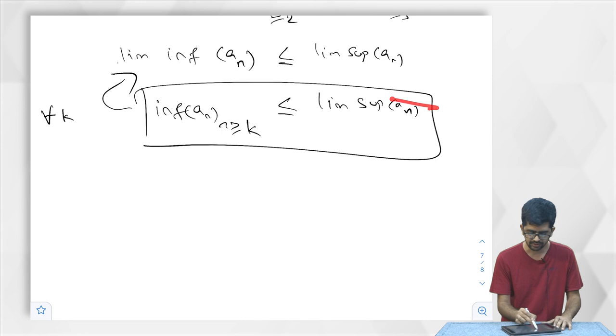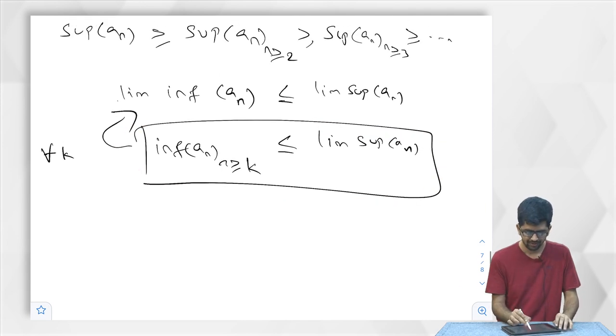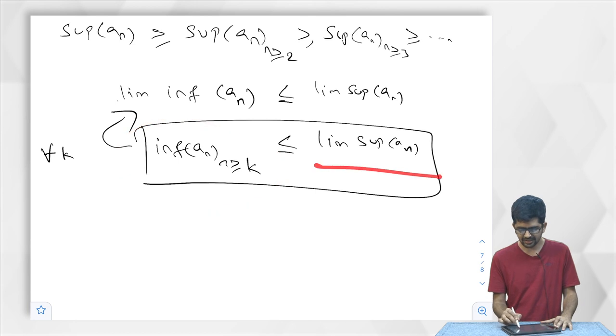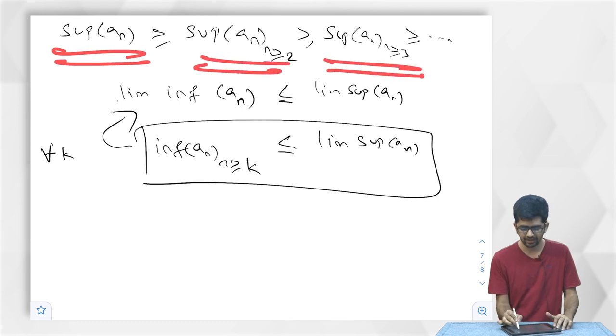Now the question is, how do I prove this? Okay, so first of all, I am fixing some element k here, then I am trying to prove that this element is less than this. Same thing as saying this element is less than every element.